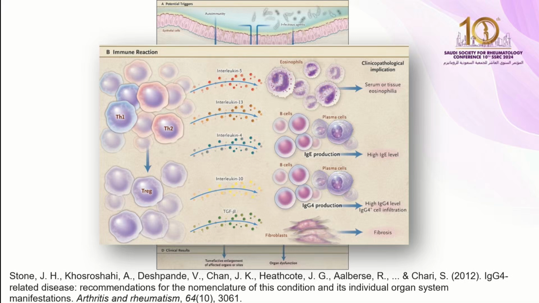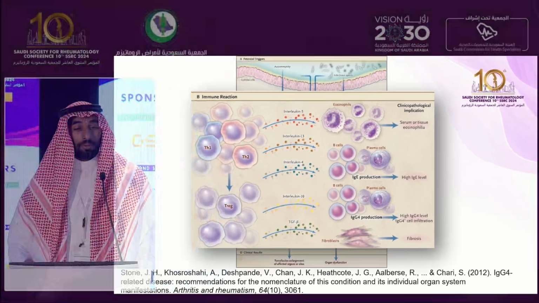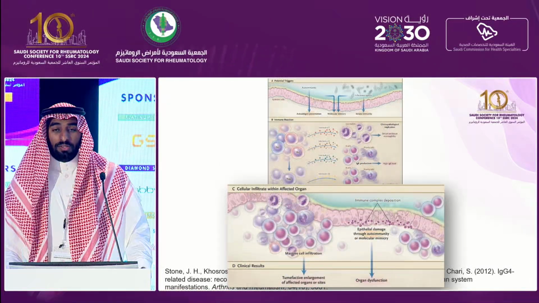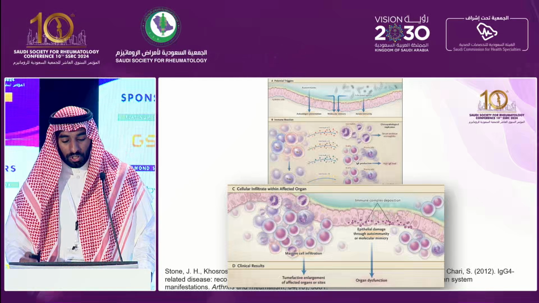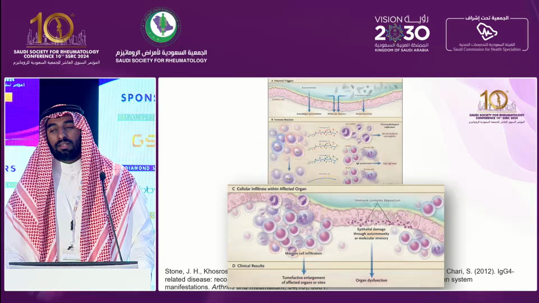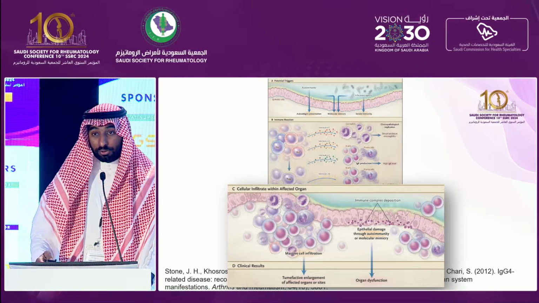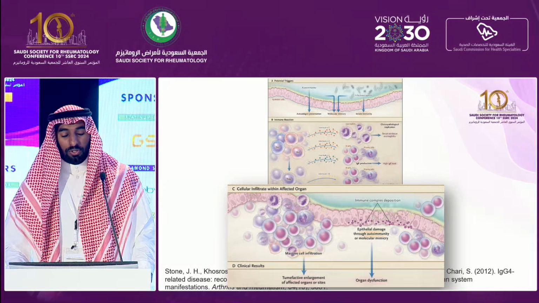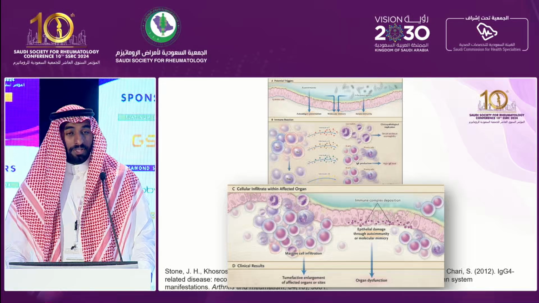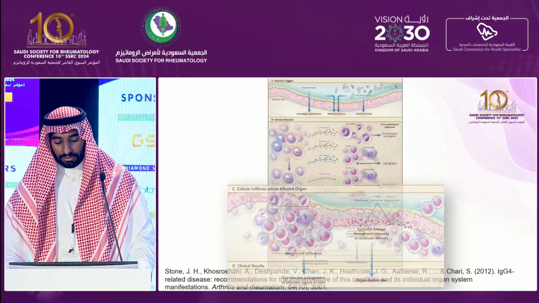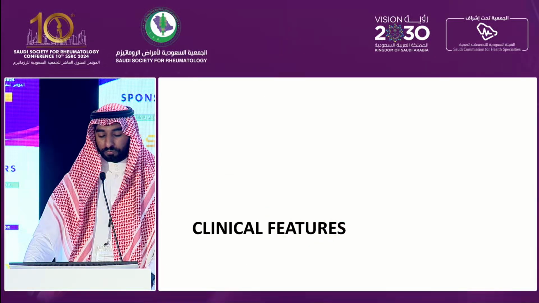We have also TGF-beta, which will increase the production of fibroblasts, which will lead to tissue fibrosis. All this massive cell infiltration will infiltrate the affected organs, leading to enlargement of that organ. Also, the immune complex will lead to epithelial damage, and this will lead to organ dysfunction of that organ.